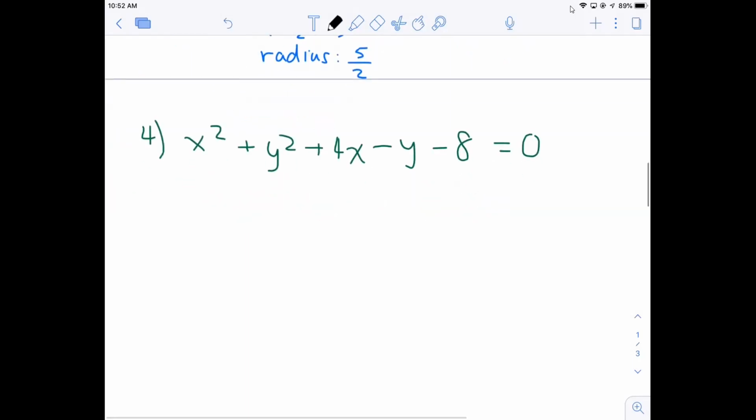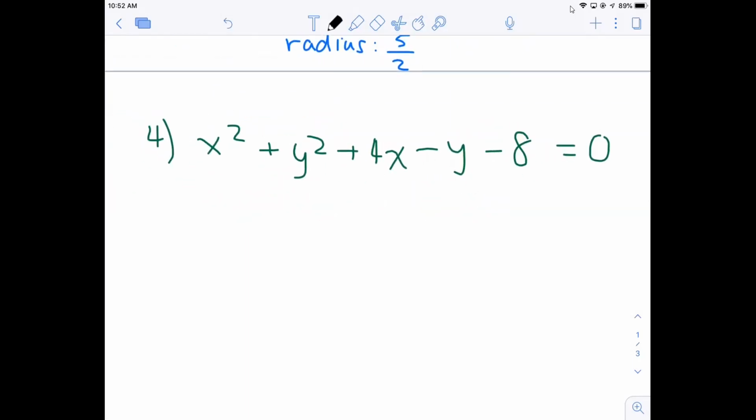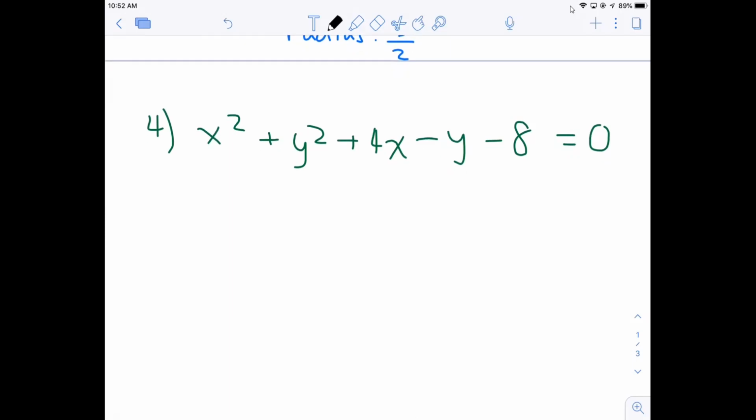All right, so let's take a look. First of all, I know this is a circle because the coefficients in front of the x squared and y squared are both the same, right? They're both 1. So also notice everything's out of order, right? X squared and 4x. So I'm going to put those guys together first.